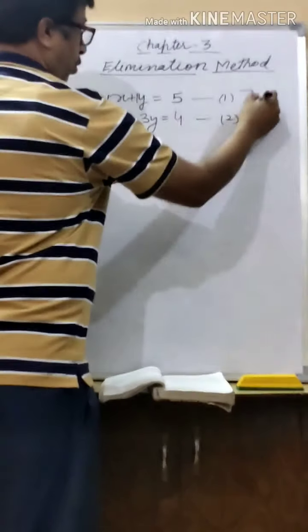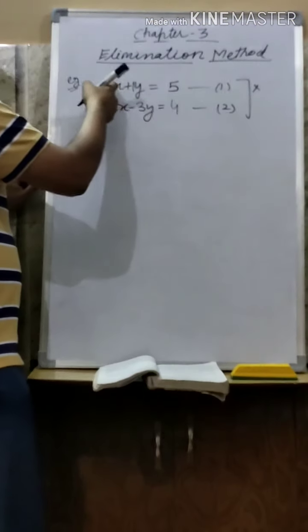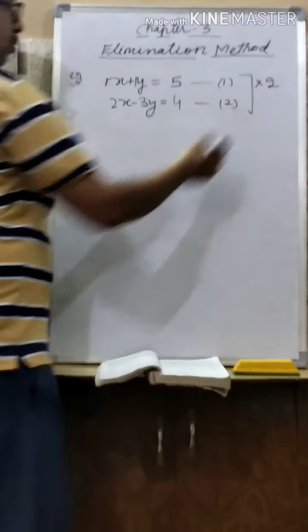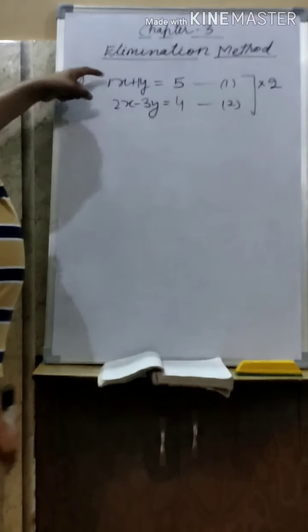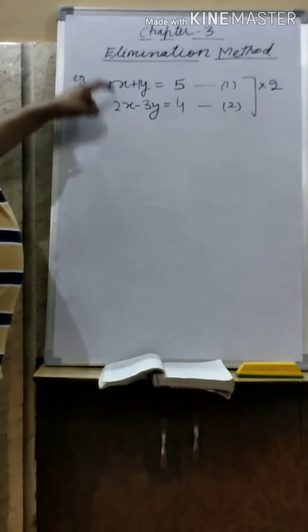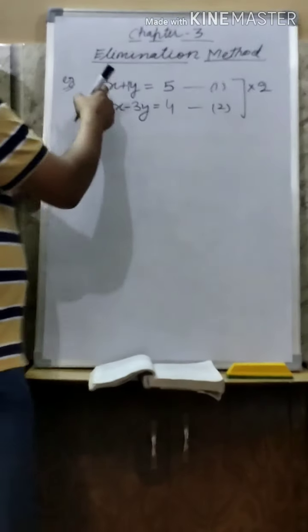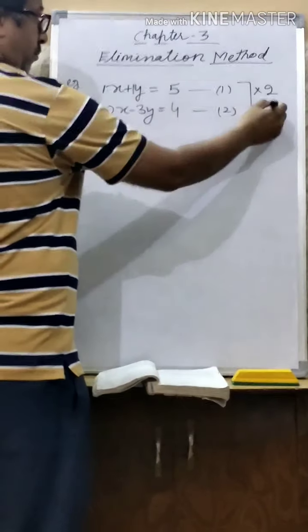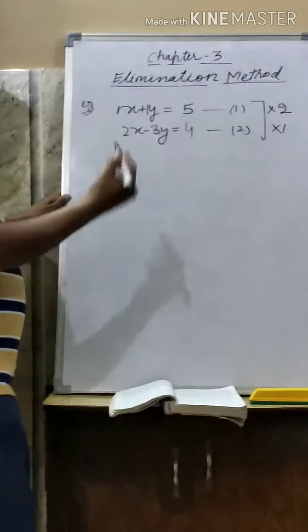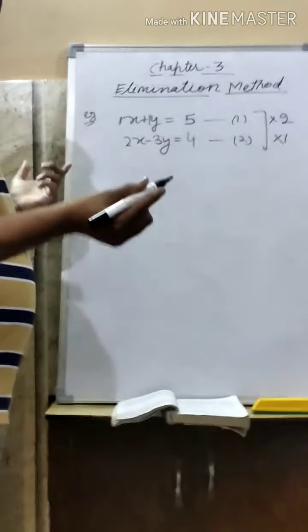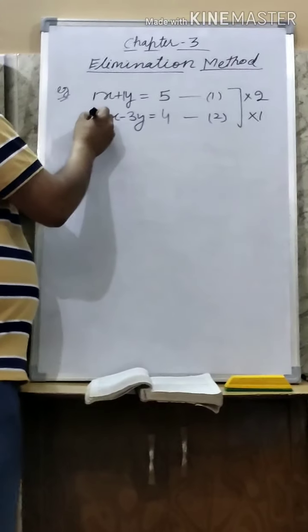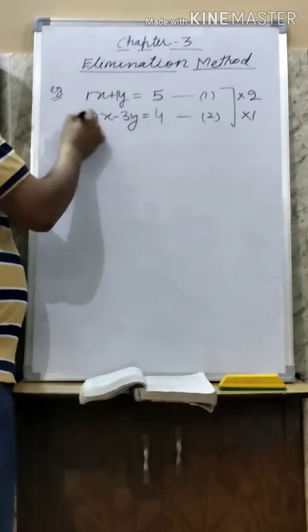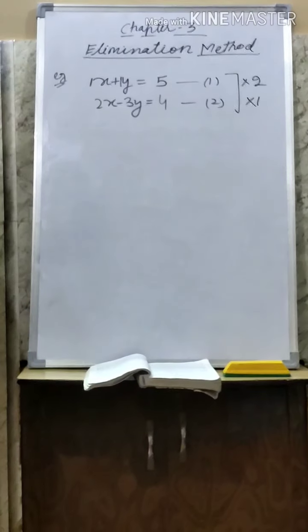So what will you do? Multiply this equation by 2. If I multiply by 2, we get 2x, and the coefficients are equal. So this is the method, a very easy method. And for this one, multiply by 1. Sometimes those who don't know, we say multiply this by 2, this by 1. A simple method is this.